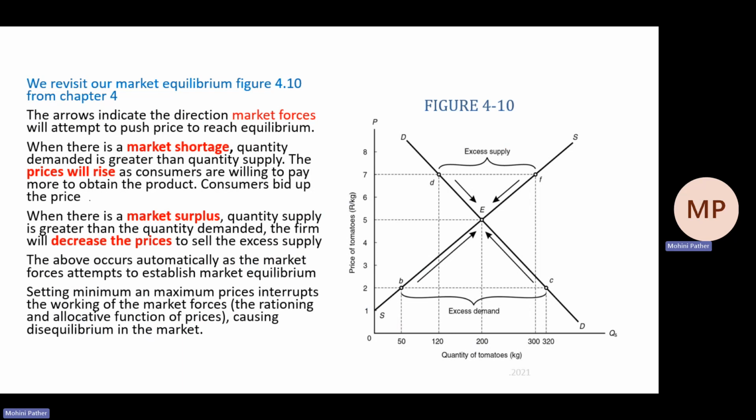Okay, so here we're going to revisit this figure from 4.10 in chapter 4, because this simply showed what happened when we didn't reach equilibrium. So if we were in any of the scenarios here, so if we were at point D or point F, what you'll find is that we had an excess supply. So we were only demanding 120 units of tomatoes, but because we were willing to pay 7 Rand per kilogram, the suppliers were willing to provide at point F.